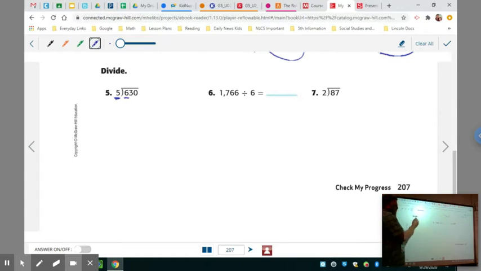But how many times will 5 go into 6, Ethan? 1, put the 1 here. And then what's our next step, Ethan? Times it. So what's 1 times 5? 5. What do you do now? Subtract it. What's 6 minus 5? 1. Now what? Bring down the 3. Now what? Yeah, how many times does 5 go into 13? 2. Now what?